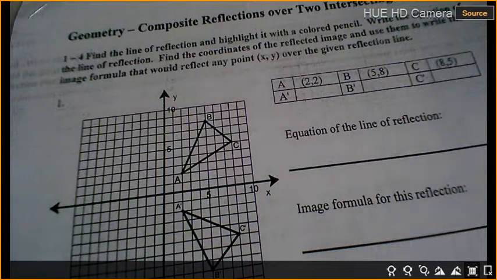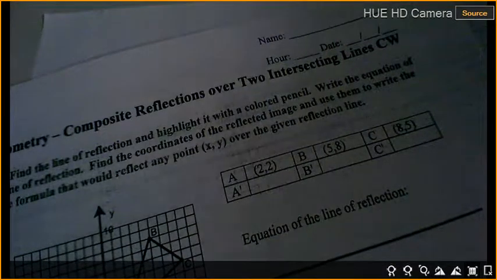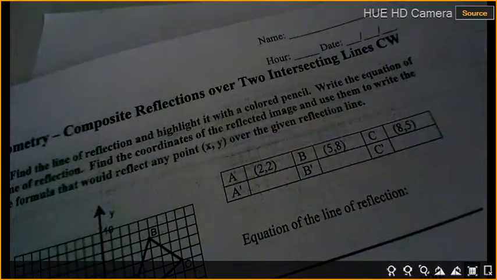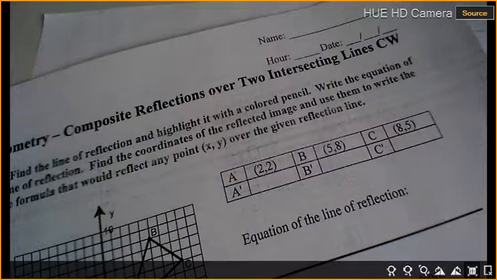All right, guys, we are looking at composite reflecting over intersecting lines. We're going to find the line of reflection and highlight it with a colored pencil. Then we're going to write the equation of the line of reflection. We're going to find the coordinates of the reflected image and use them to write the image formula that would reflect points x, y to the given reflection.